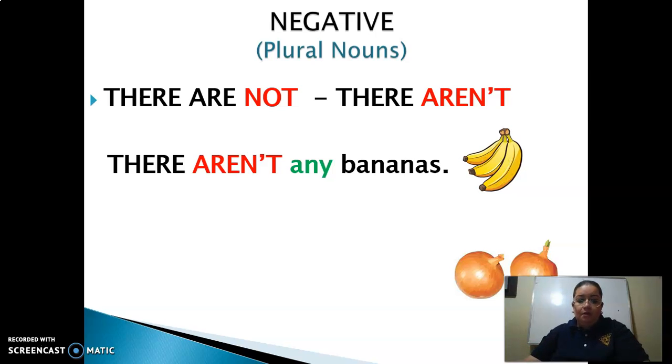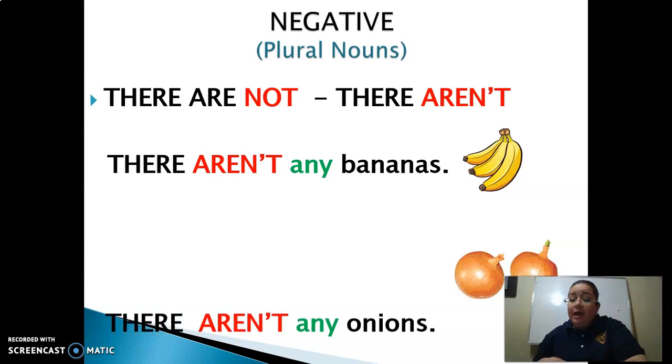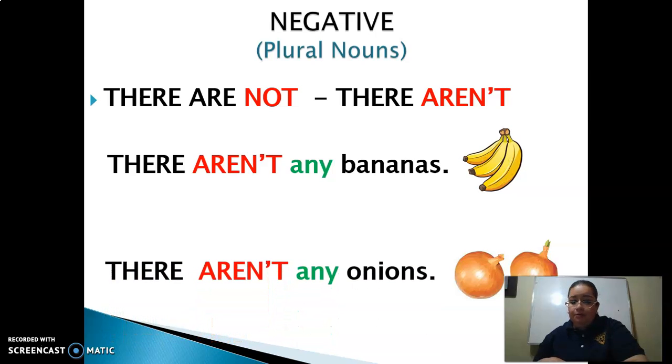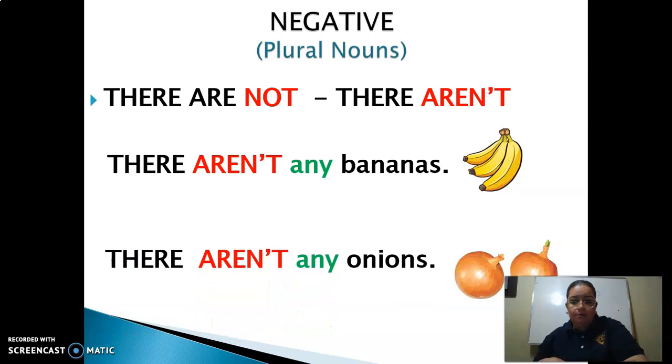Yes? There aren't any onions. We don't have onions. We need to buy onions. There aren't any onions, okay? Very good. So remember, the full form, the negative with plural nouns. We have bananas, plural, onions, plural. Or the contracted form, aren't. This is okay, and this is okay too.